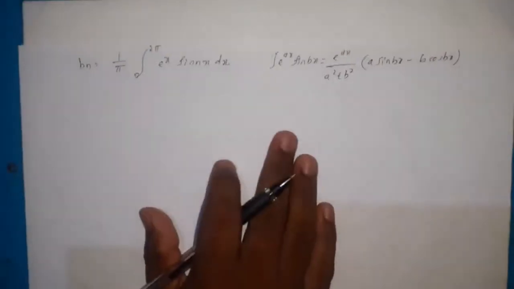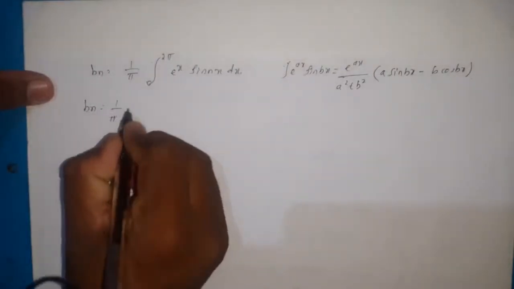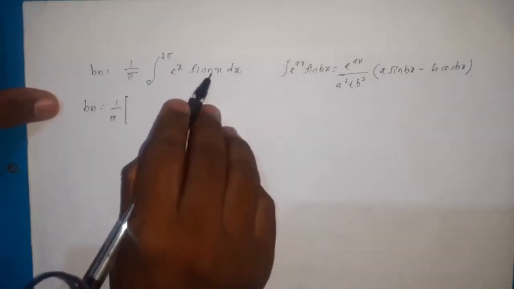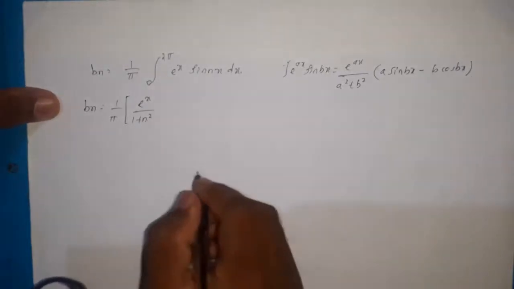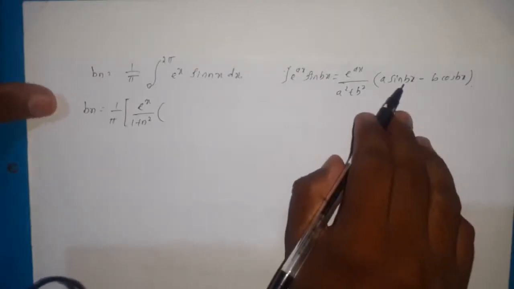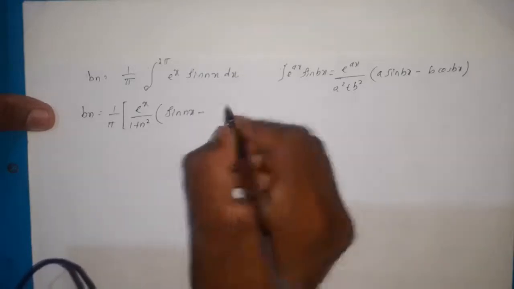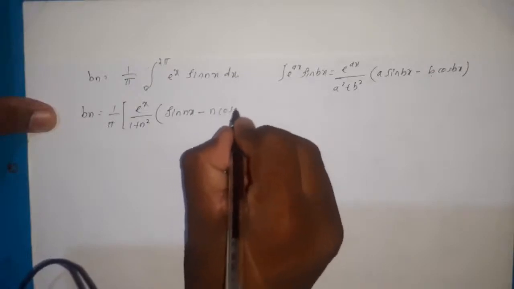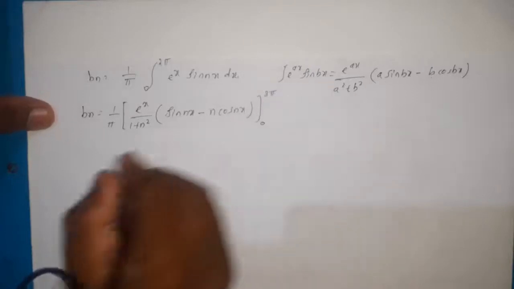Then b n equal to 1 by pi. Here also a equal to 1 and b equal to n. Then it is e power x by 1 plus n square into a sin bx, that is sin nx, minus b cos bx, and b is equal to n, so n cos nx, from 0 to 2 pi.